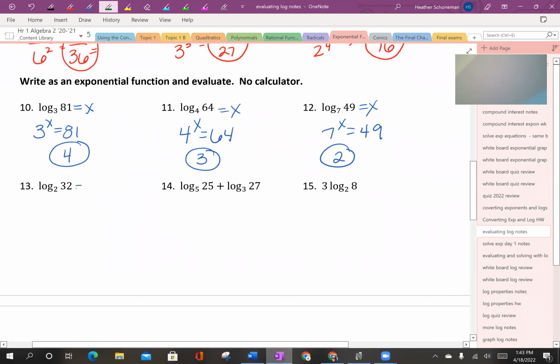Over here, if we rewrite this one, that would be 2 to the x equals 32. Well, what is that number? Well, 2 to the 5th power equals 32. So log base 2 of 32 must just equal 5.